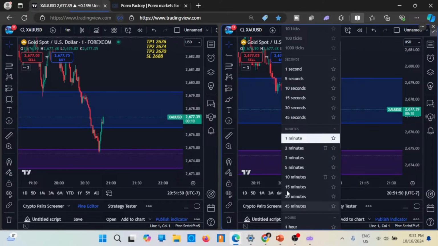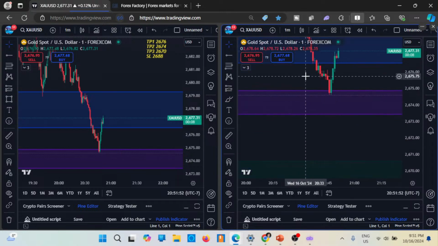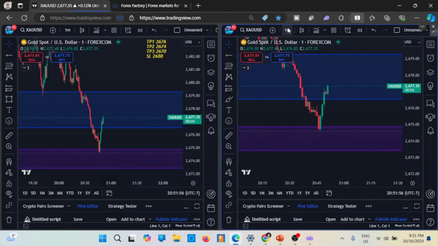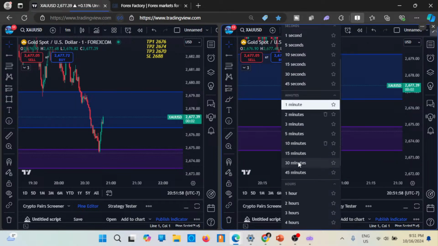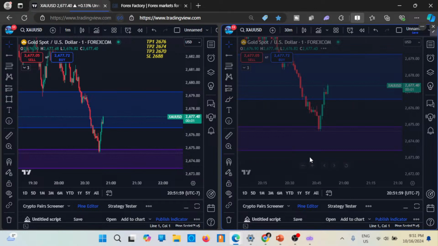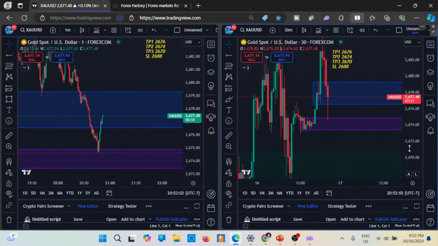Now this support here, this purple support that I just drew here, by the way, is a support that I was able to find on, let me check which time frame it was. I'm going to check all the time frames.